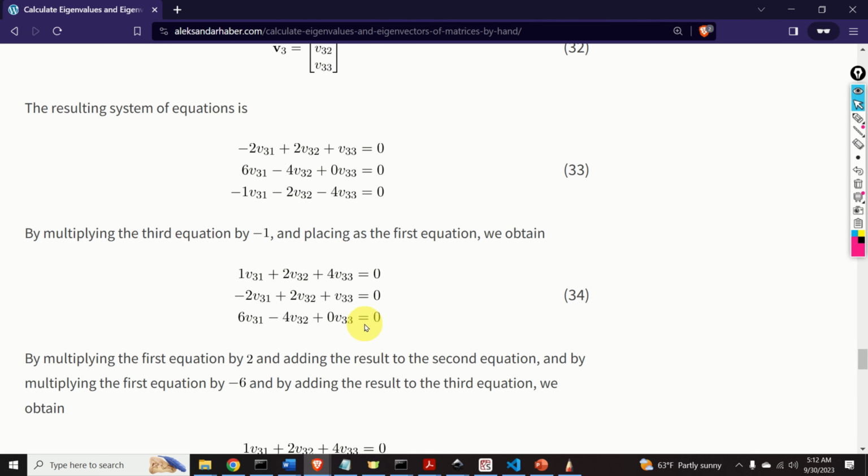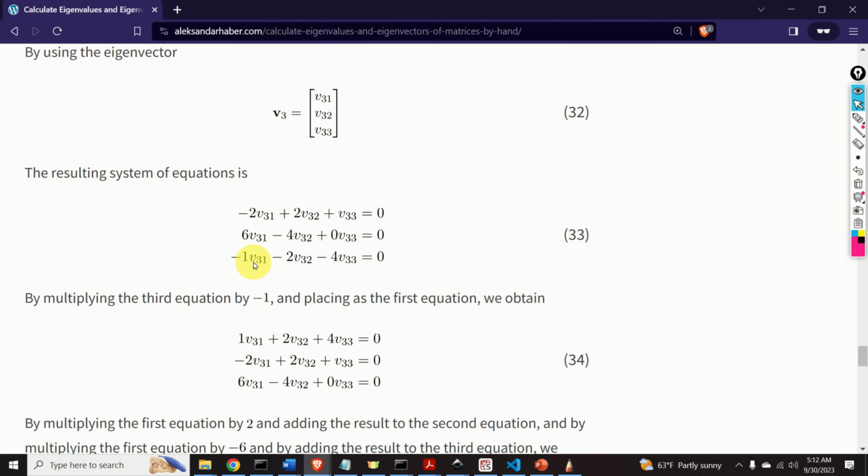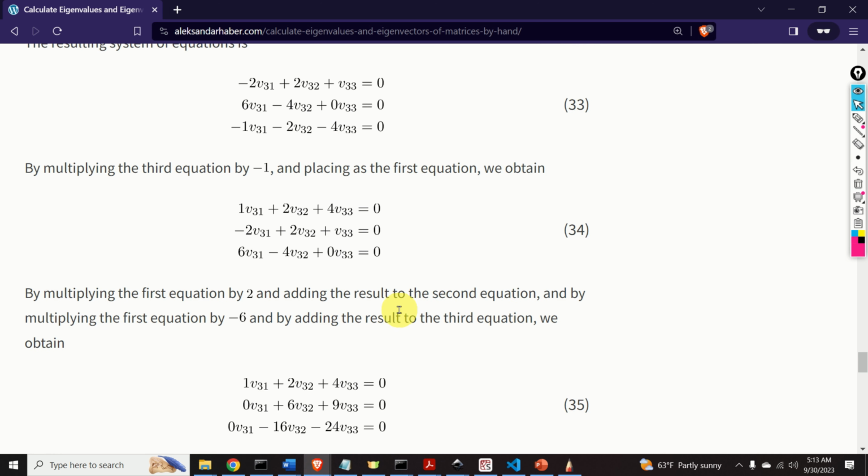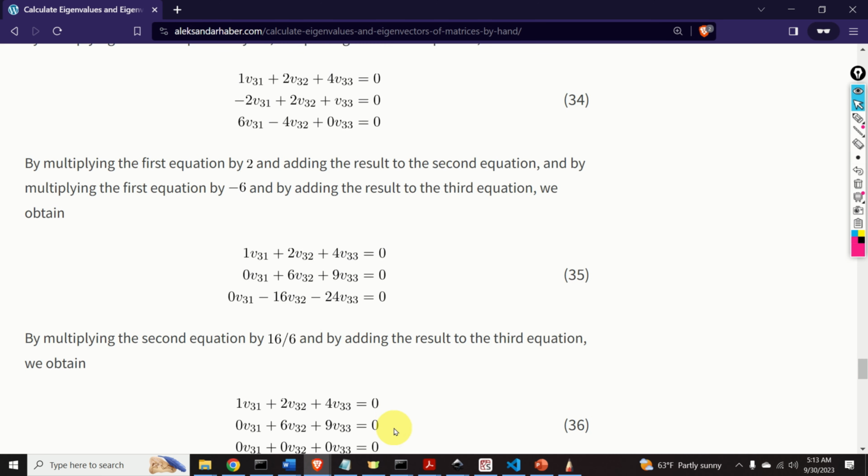Here it is. Next, let us multiply the third equation by minus 1 and let's place this third equation at the top of the system. As the result, we obtain this equivalent system. Next, let us multiply the first equation by 2 and let's add the result to the second equation. As the result, we obtain this equation. Next, let us multiply the first equation by minus 6 and let's add the result to the third equation. And as the result, we obtain this equation.